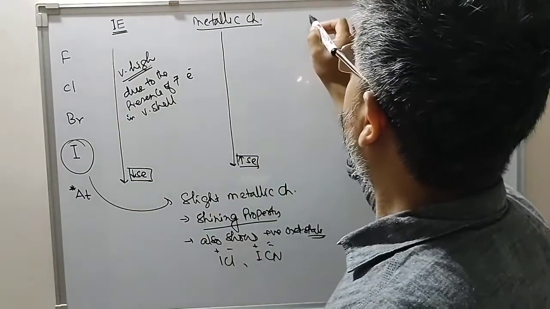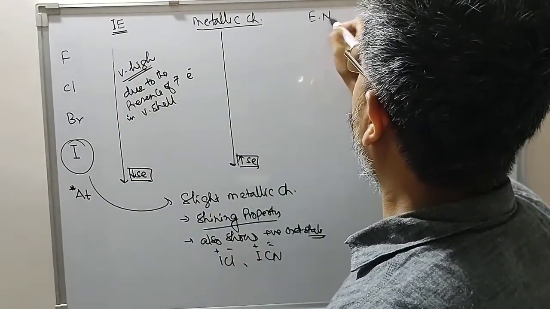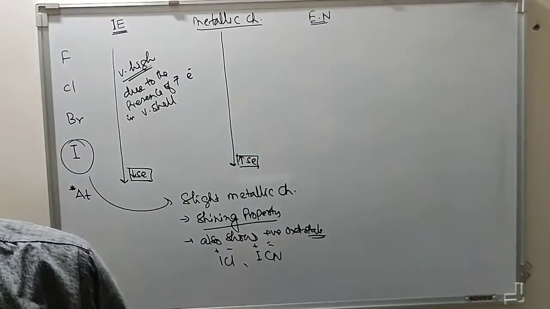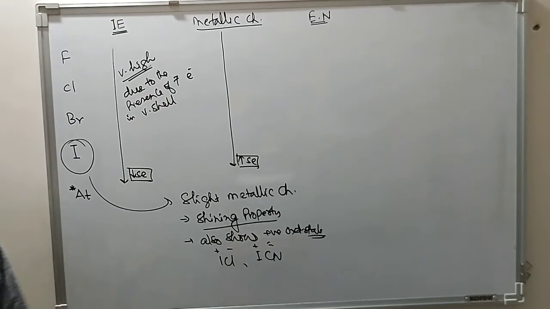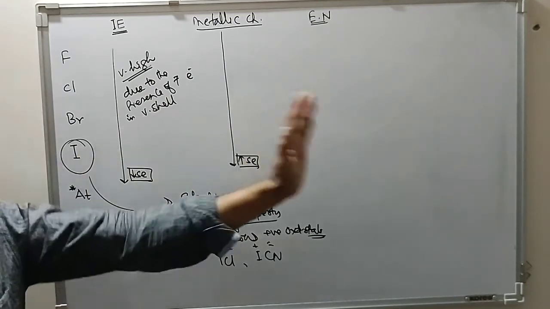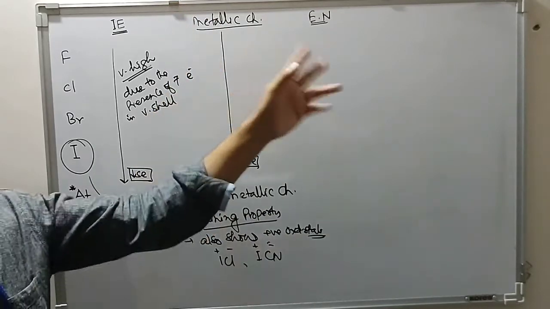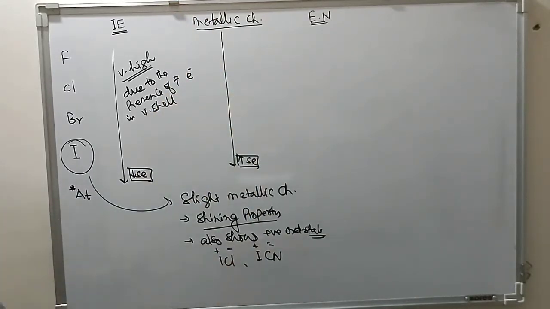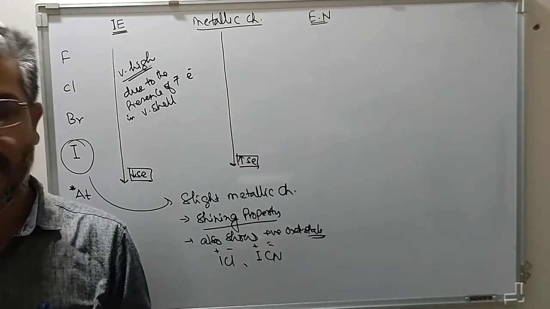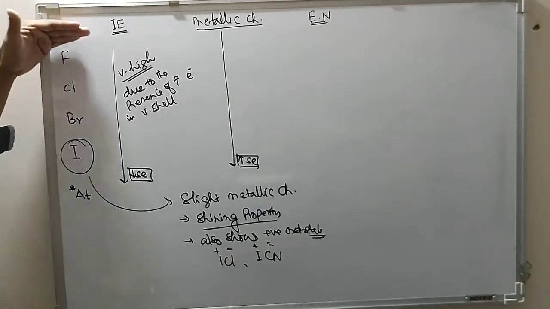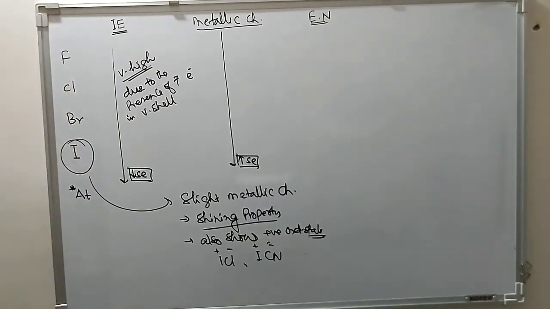Now electronegativity. We know halogens are the most electronegative elements of all the elements present in the periodic table. So moving from left to right in a period, these halogens have the highest electronegativity. The electronegativity of halogens is the highest in a period. But moving from fluorine to iodine, the electronegativity decreases. This is due to increase in size.